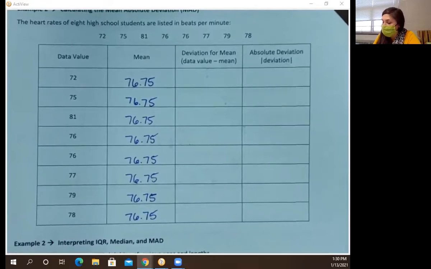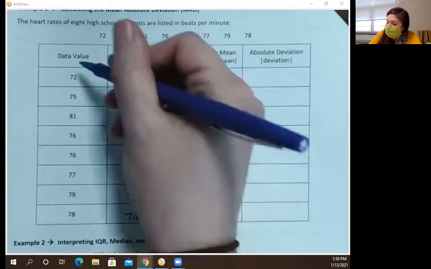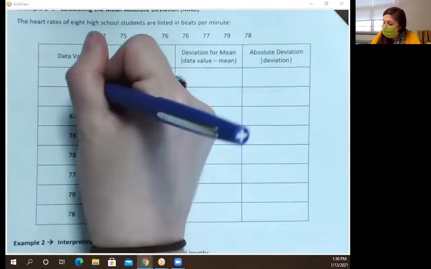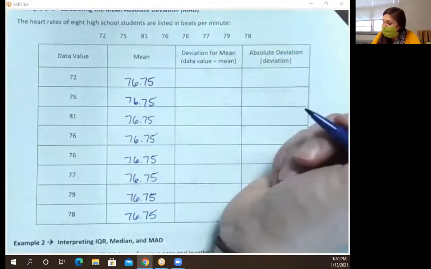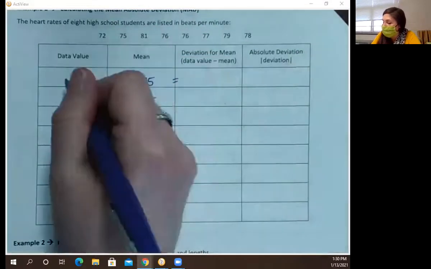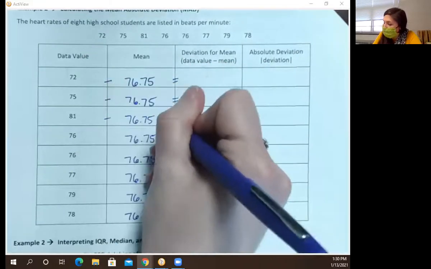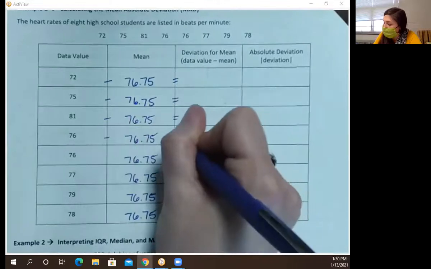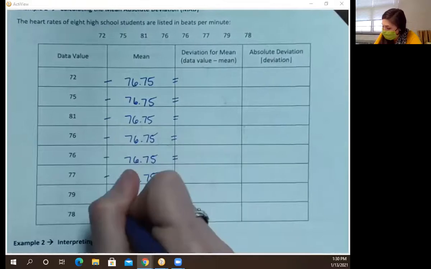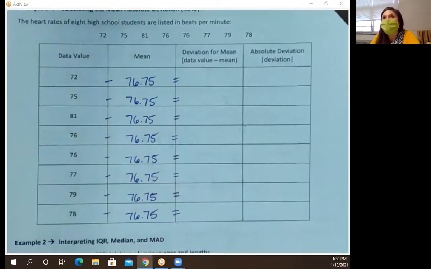And now what we're going to do is figure out how much each individual data value differs from the mean. So to do that, we're going to take each data value and subtract the mean. Okay, and that will give me its deviation. So data value minus the mean. I want you to do that for each line of this table. You're going to get some negatives. That's okay.